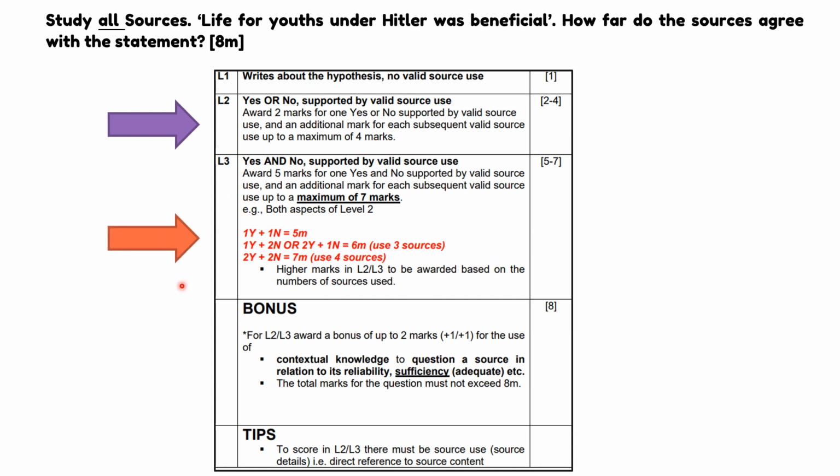What we want to score is of course level 3, and you can see that level 3 ranges from 5 to 7 marks, with a maximum of 7 marks. You need to give both aspects of level 2, which means you need to give the examiner one yes, one no, and you will get minimally 5 marks. If you use more than 2 sources, it's an additional 1 mark, and if you use 2 yes and 2 no sources, it is as good as getting 7 out of 8 marks, but you must minimally use 4 sources.